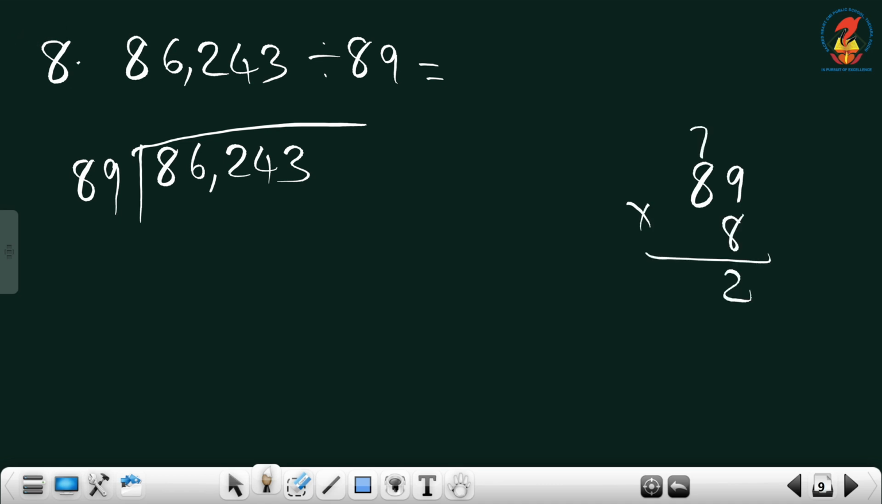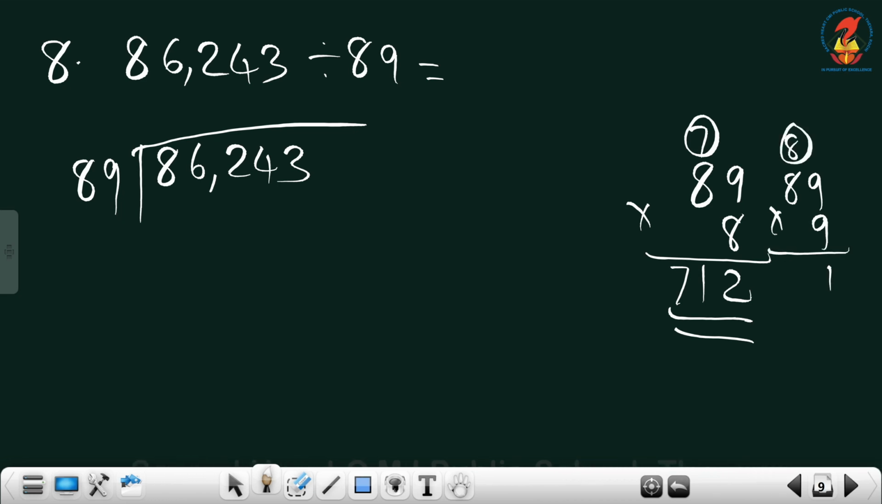8 9s are 72, 7. 8 8s are 64 plus 7 is what? That is 71. 712. Then 89 into 9. 9 9s are 81. 8 9s are 72 plus 8, 80. 801.